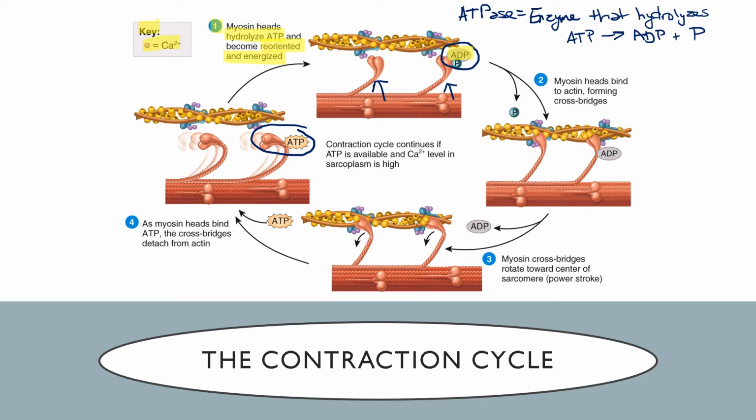Step 2 over here is the attachment of the myosin heads to actin, and it forms what we call cross bridges. So the energized myosin head, as we can see here, still has this ADP attached, but it's going to attach to these myosin binding sites on the actin. And it also releases this phosphate group at the same time. Now, when the myosin head attaches to actin during contraction, this is referred to as a cross bridge.